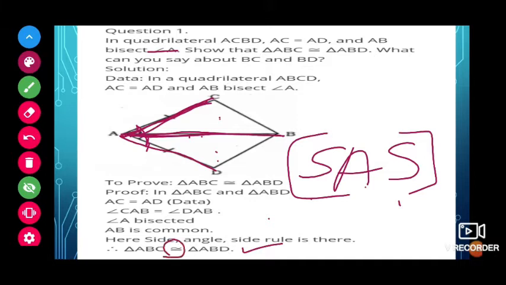This is the symbol we use to show the congruency of the two triangles. Actually equal means like this, and whenever we show congruency in geometry, we put a tilde on that equal sign. This is the symbol we use to show the congruency of two triangles or two figures.